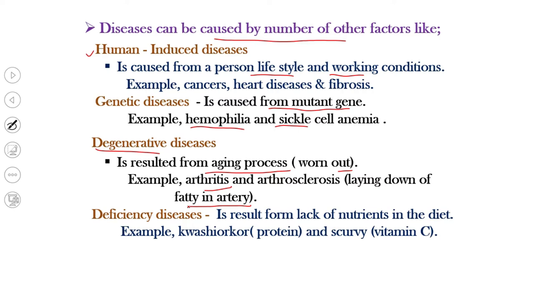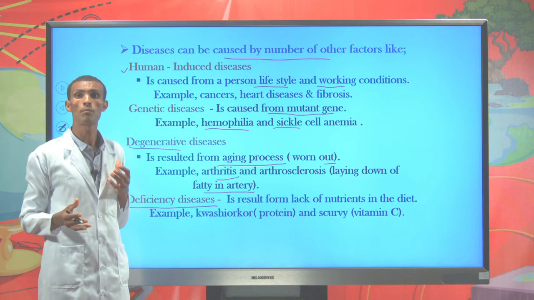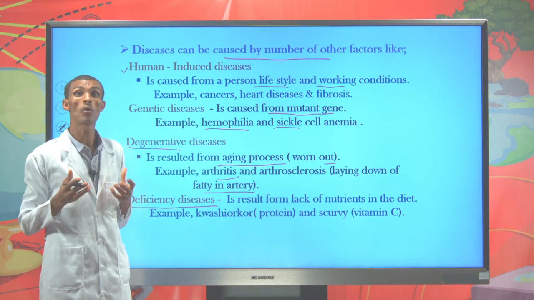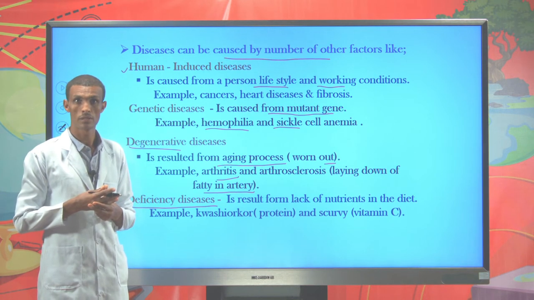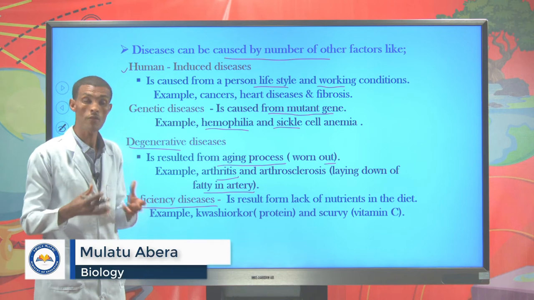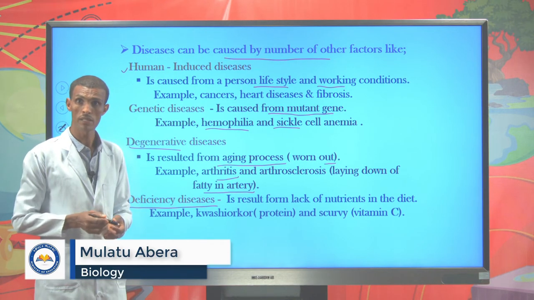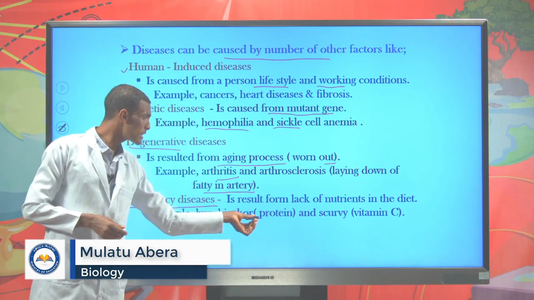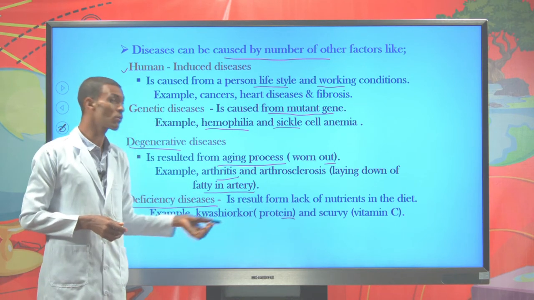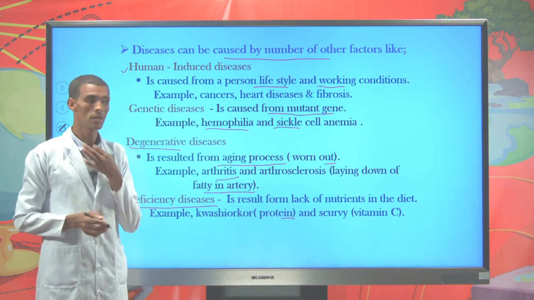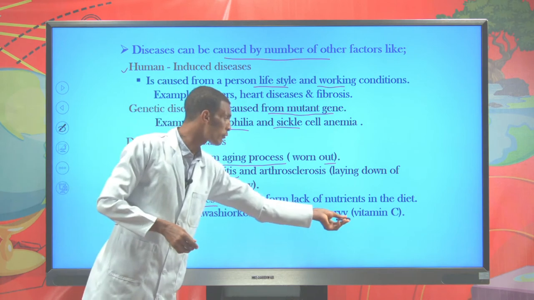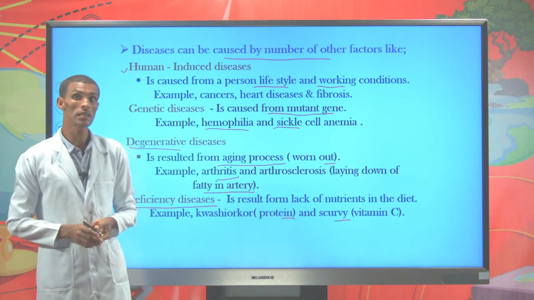And another type of disease that we can consider here is deficiency disease. A deficiency disease is a disease caused as a result of lack of proper nutrients from our daily diet. For example, if protein is absent from our daily diet, it can contribute to kwashiorkor. If vitamin C is absent from our daily diet, it can result in scurvy.